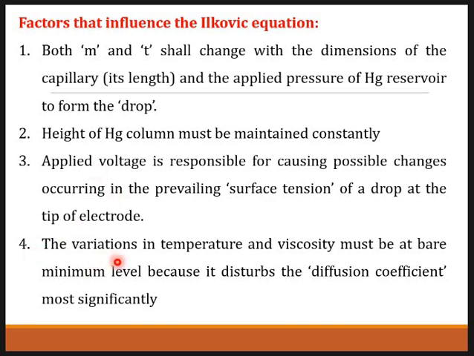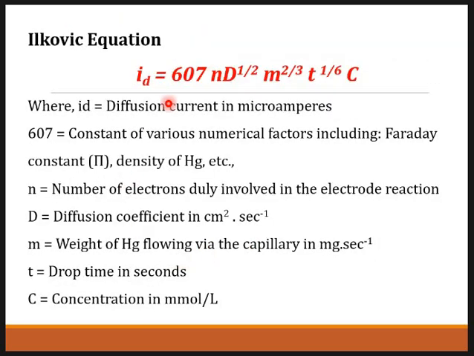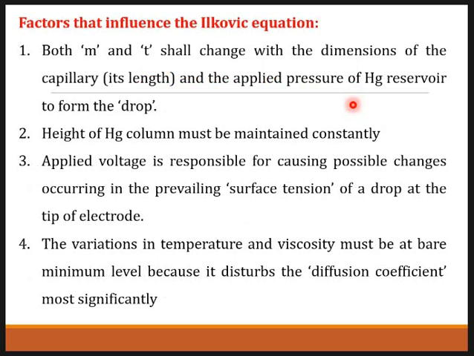The last one is the variation in temperature and viscosity. In the Ilkovic equation, there is no term for temperature and no term for viscosity. But temperature and viscosity will indirectly influence the Ilkovic equation, because they disturb the diffusion coefficient most significantly. Once the temperature and viscosity of the solution change, the diffusion coefficient also changes. But this diffusion coefficient is directly proportional to ID. So it indirectly influences the measured diffusion current.